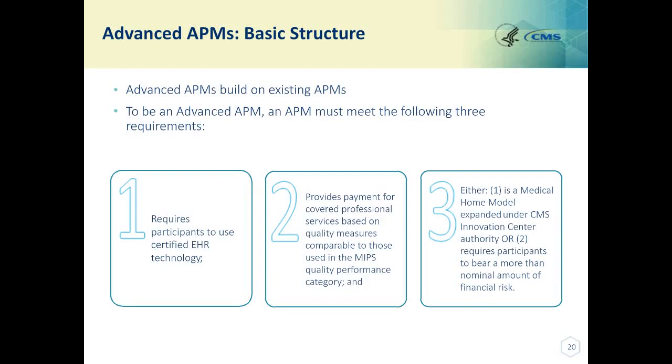So here's the criteria to be an advanced APM. We just went through the list of the advanced APMs, and they all meet this criteria. First of all, advanced APMs build on existing APM structure. Second, to be an advanced APM, you must meet these three requirements. Number 1, it requires participants to use certified EHR technology, and this year it's 75% of the clinicians in your entity. Number 2, provides payment for covered professional services based on quality measures comparable to those in the MIPS quality performance category. They don't have to just be measures on the MIPS list. They just have to be reliable, evidence-based, and valid. Number 3, either is a medical home model expanded under CMS Innovation Center authority, and currently we don't have any expanded models, or requires participants to bear a more than nominal amount of financial risk. Next slide, please.